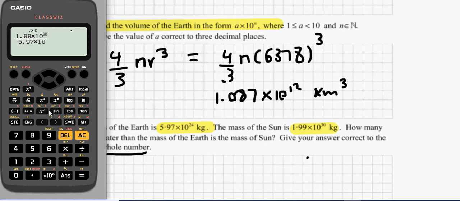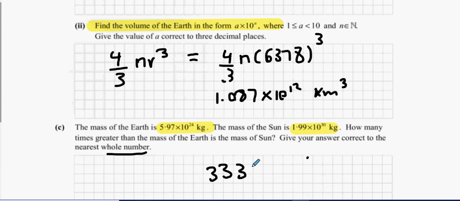So this is basically, can you use your calculator? And yeah, it's 333,333 times bigger. The Sun is the equivalent size of 333,333 Earths. Such a large number, it's hard to even think of. Alright, guys, let's keep going.